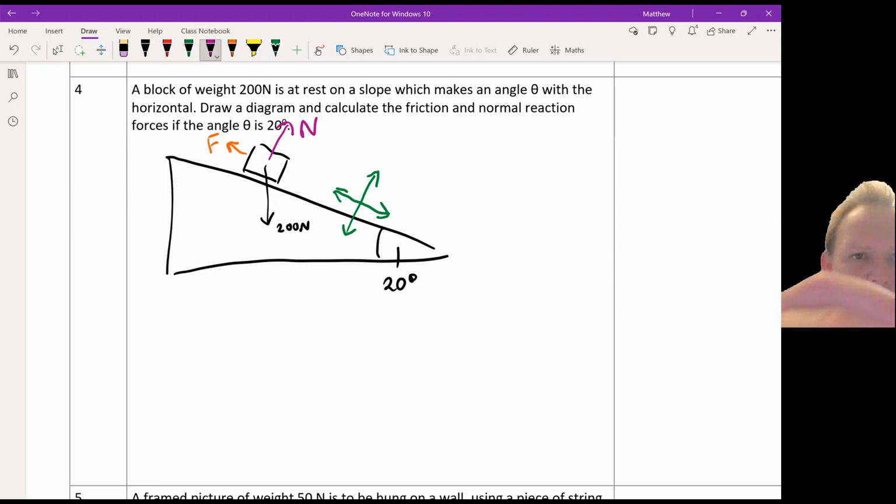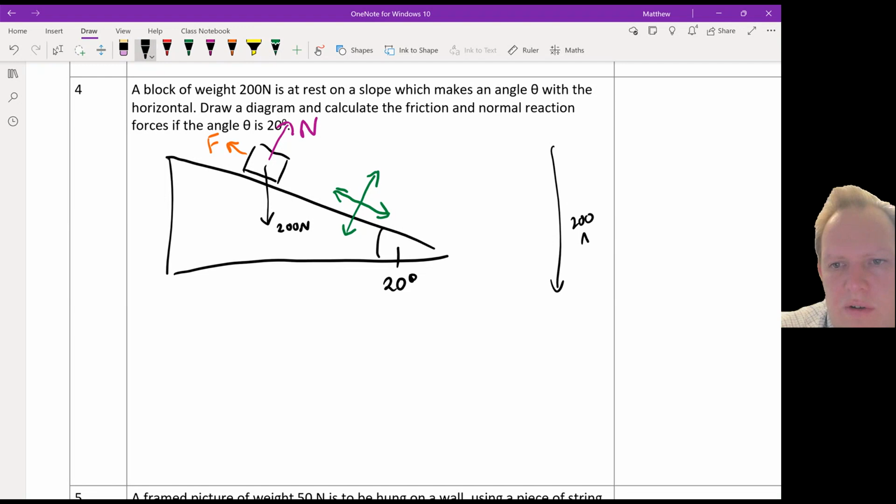When we come to resolve our vector, the single vector that we want to resolve is the 200 Newton vector that's causing us a problem. I'm going to do it over here at the side. I've got my 200 Newton vector downwards. I'm going to resolve it into two components. The one that is perpendicular to the slope is adjacent to the angle of 20 degrees, and therefore it has a size of 200 cos 20.